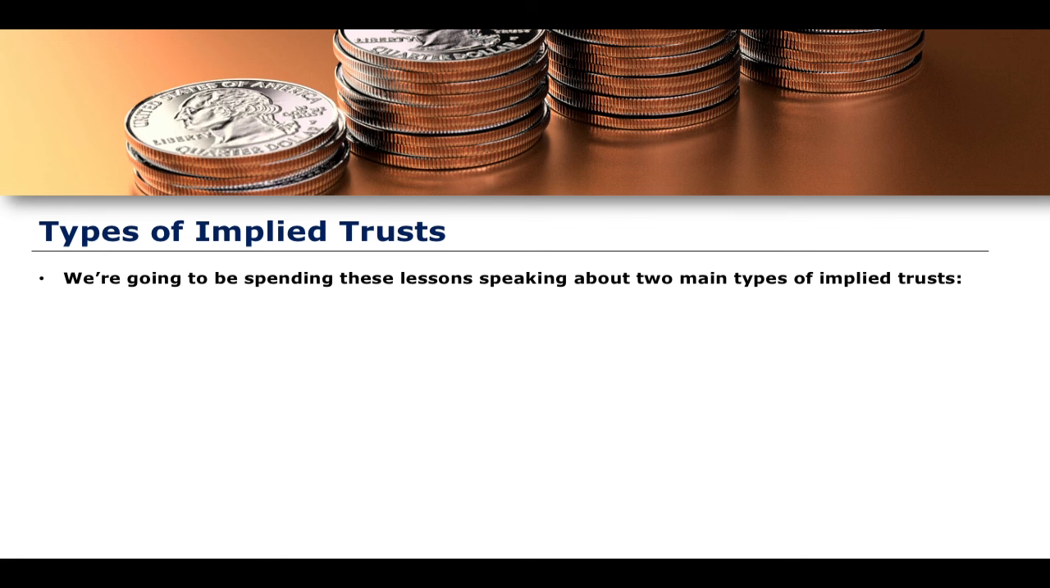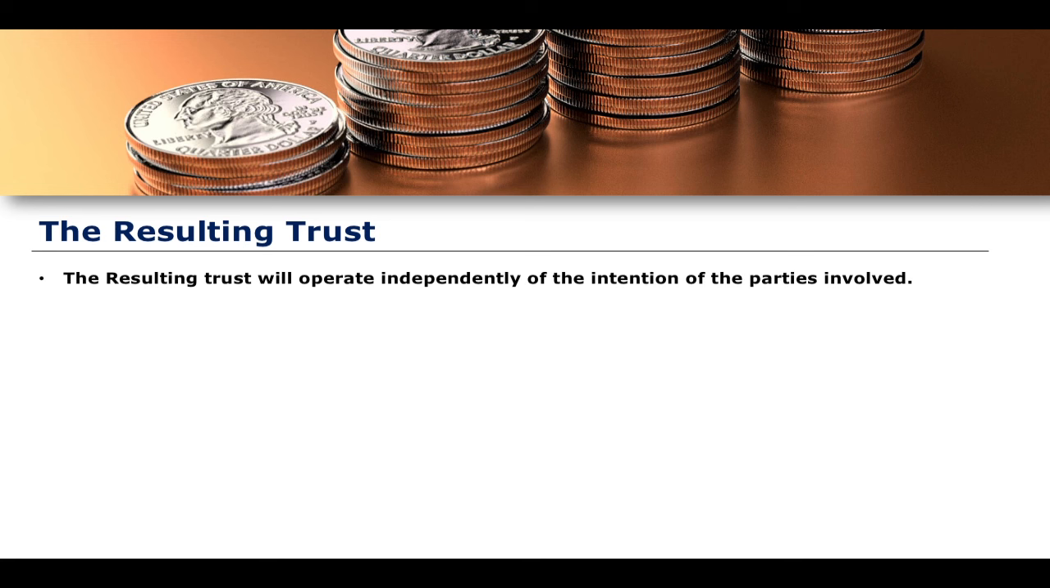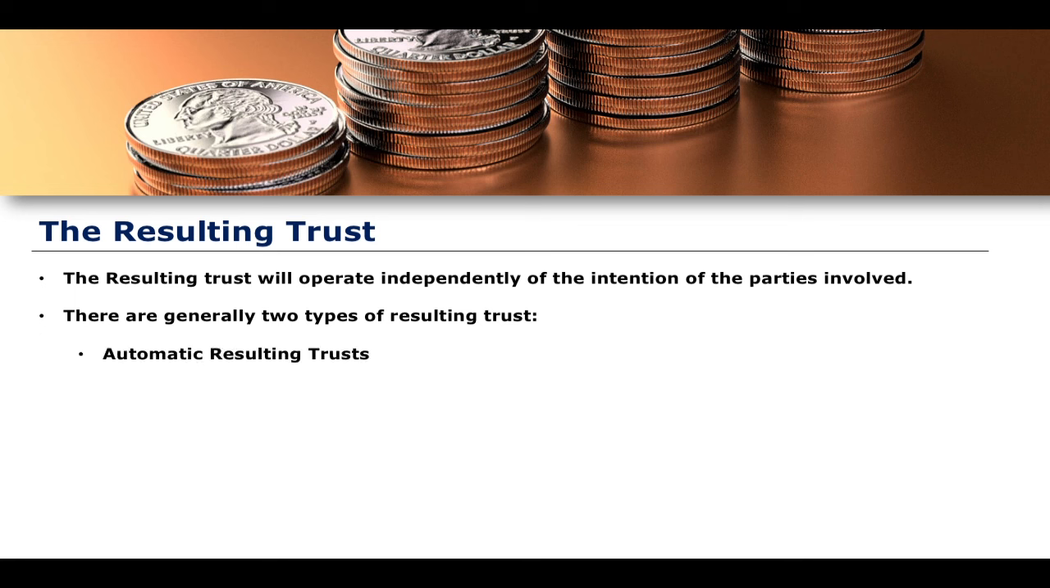We'll be spending a lot of our lessons talking about two main types of implied trusts. We're going to begin by talking about the nature of the resulting trust on the one hand, and then we will talk about the constructive trust on the other. Now, as a basic overview and introduction for this lesson, the resulting trust operates independently of the intention of the parties involved. Fundamentally, there are generally two types of resulting trusts which may exist. You have automatic resulting trusts on the one hand, and on the other hand, resulting trusts which may be presumed.